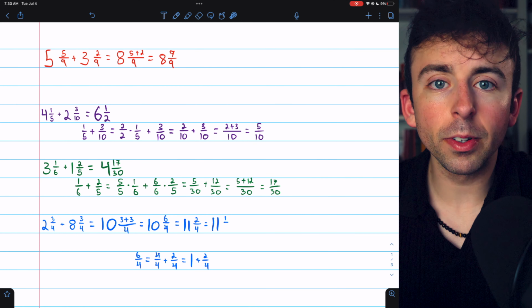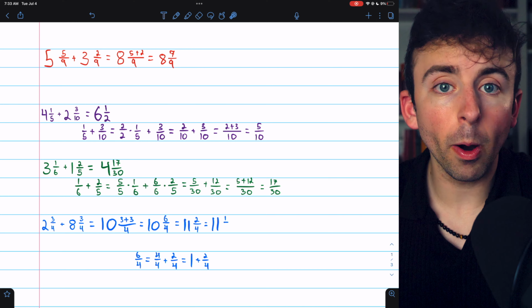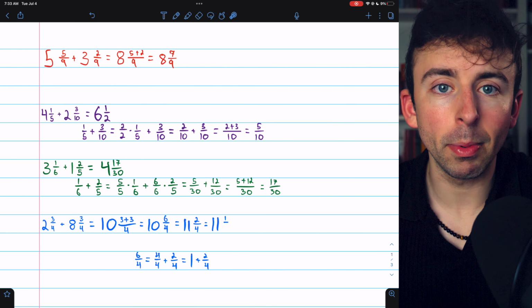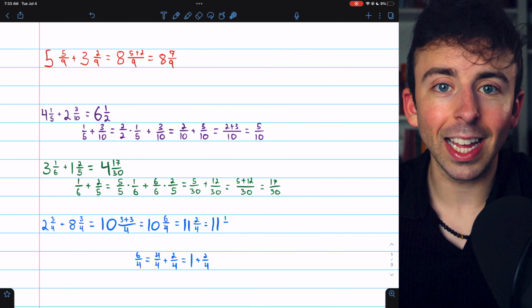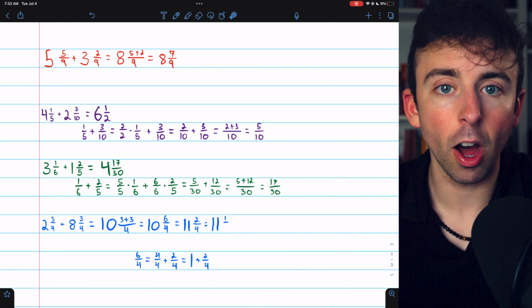Overall, adding mixed numbers is pretty straightforward. The one part that can be difficult is getting common denominators. I'll leave a link in the description to my lesson thoroughly going over how to get common denominators.